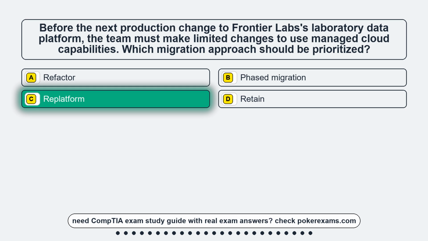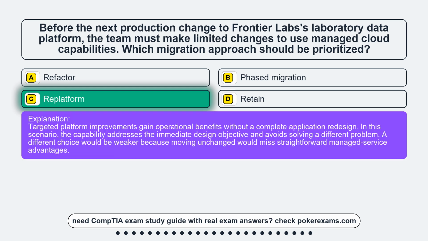The correct answer is option C, replatform. Targeted platform improvements gain operational benefits without a complete application redesign. In this scenario, the capability addresses the immediate design objective and avoids solving a different problem. A different choice would be weaker because moving unchanged would miss straightforward managed-service advantages.